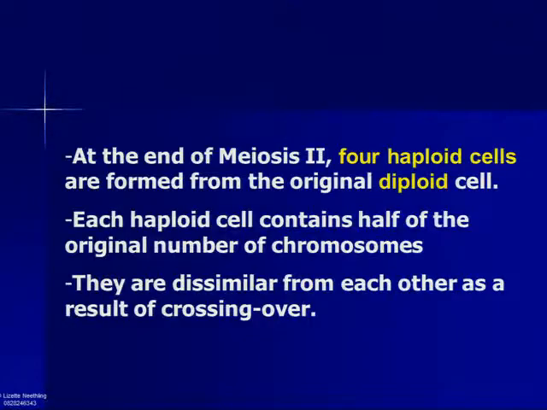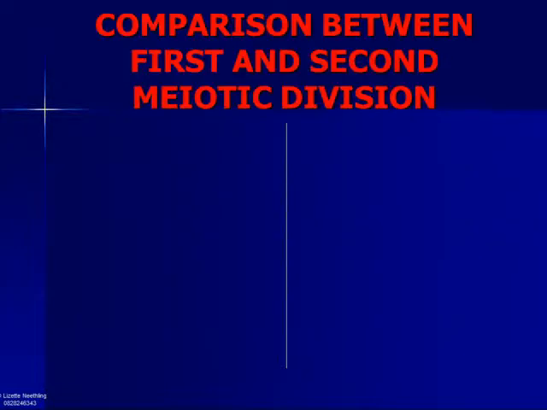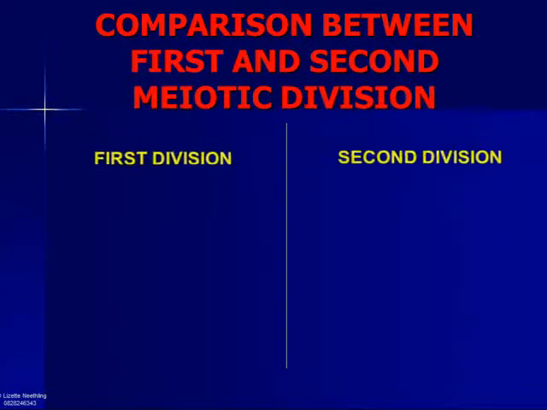Now, they can ask you to compare the 2 divisions. Nobody can say they won't ask a comparison between mitosis and meiosis. But I think they might rather ask you between the first and second meiotic division. If they do that, you do them in the phases. Otherwise, you may forget some of the stuff.